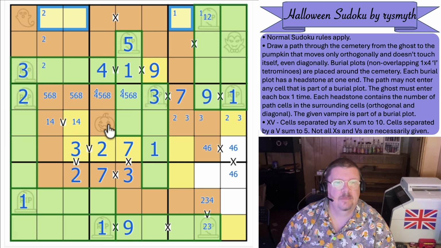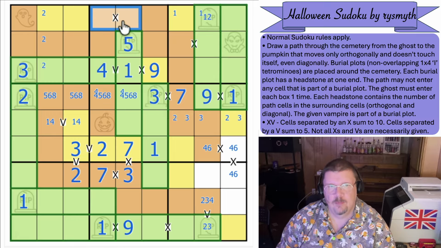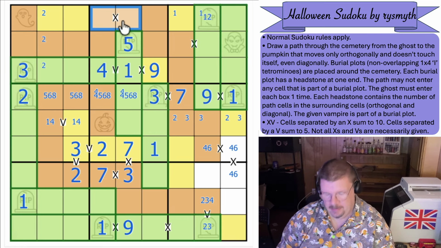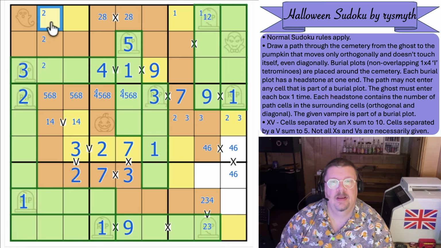Okay. Okay, that can't be 1, 4. I can't have 1, 4, 3, or 7 on that. So that must be 2 or 8. That makes that a 1, which matches the way our path goes.